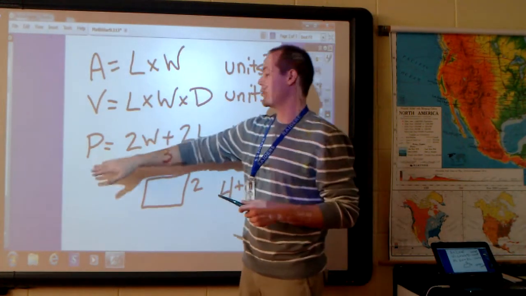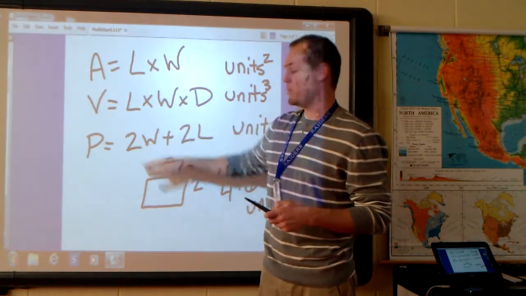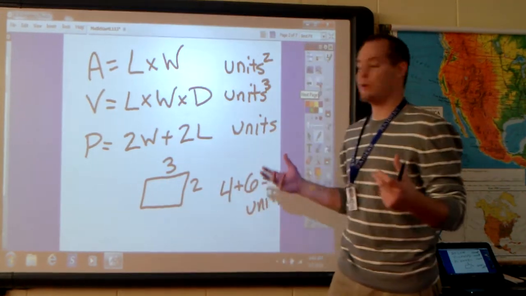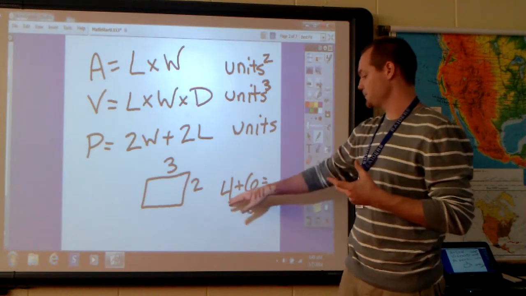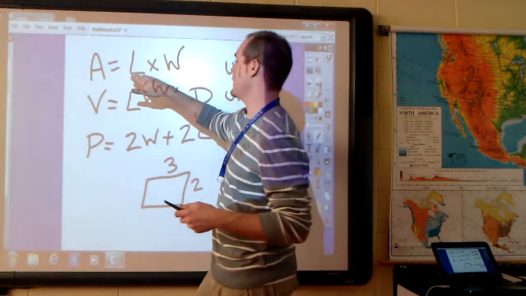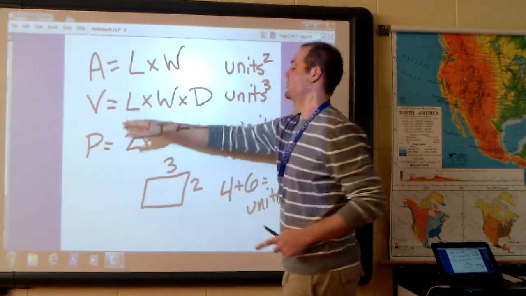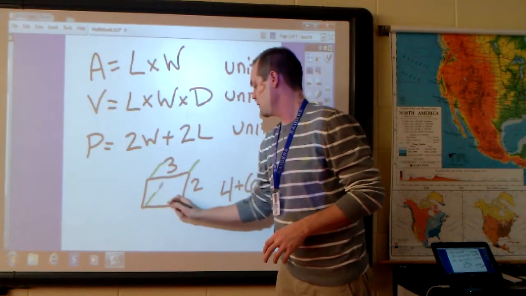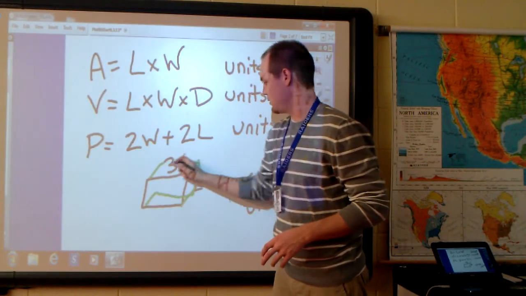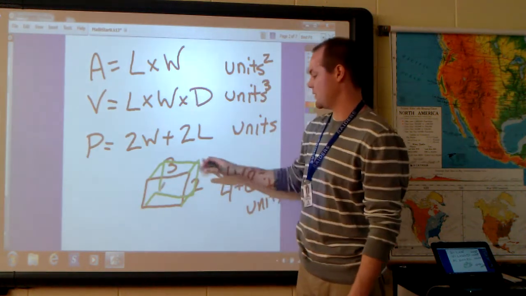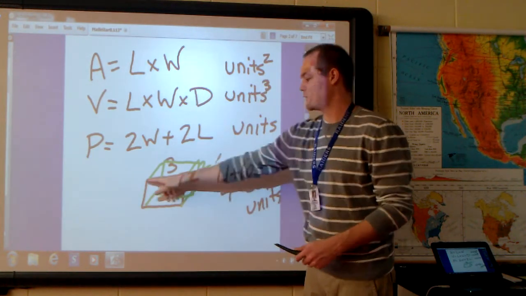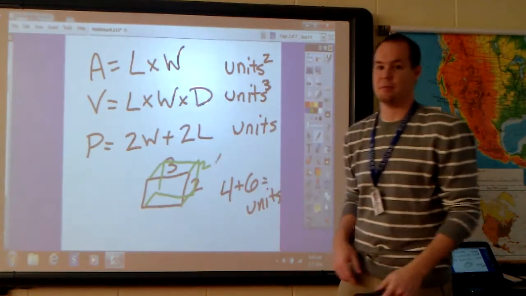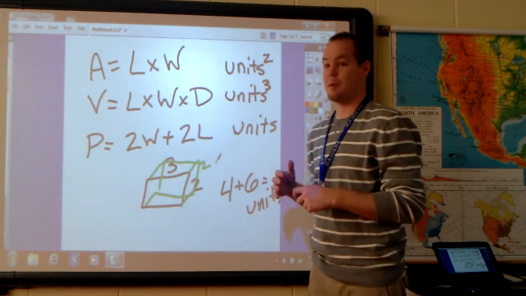Okay, the formula for perimeter, you multiply the width times 2 so that you take care of both sides. You multiply the length times 2, and then you add those two products together. For area, we're multiplying length times width, and for volume, we're multiplying the length times the width times the depth. Okay, so let's say our depth is 2. All right, it's 3 units long, it's 2 units wide, and then it's 2 units deep. All right, hopefully we remember these formulas.